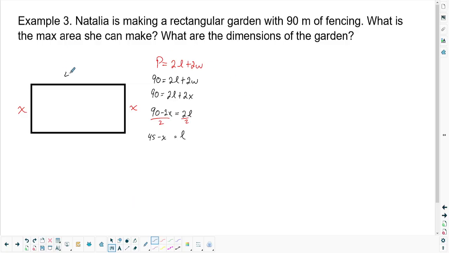Okay, so 45 minus x is the length. And this one also here is 45 minus x, and you can kind of just check. If you add all these sides up, you have x plus minus x, which is 0, plus x minus x, that's another 0. So all the x's are now gone. And then you have 45 plus 45, which is 90. So I just confirmed that those are the correct side lengths. So that's your perimeter.